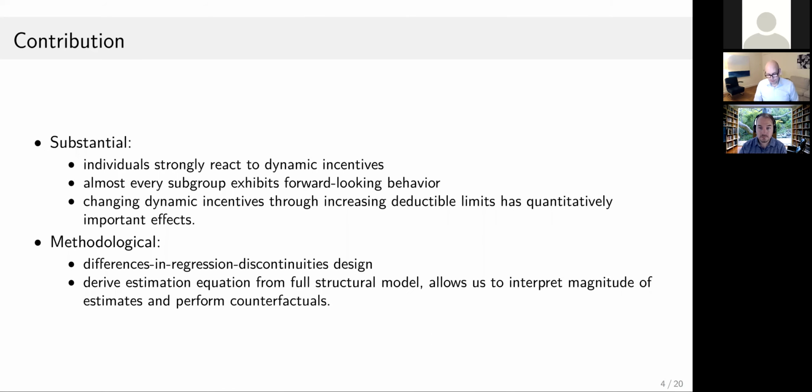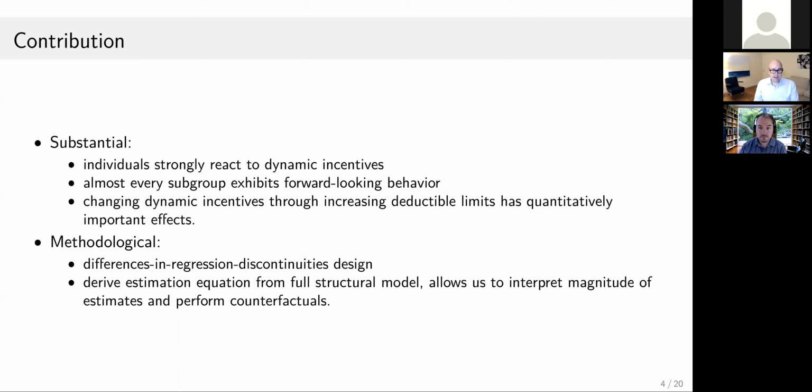What do we contribute to this debate? What we find on the substantive side is that individuals strongly react to dynamic incentives. That was fairly visible from our results, and I'm going to walk you through all of those. On top of that, we find that almost every subgroup in the population exhibits forward-looking behavior. That is, what we find is not driven by people who are particularly good at solving hard decision problems. We find it for high-income individuals, and we find it for low-income individuals, for instance.